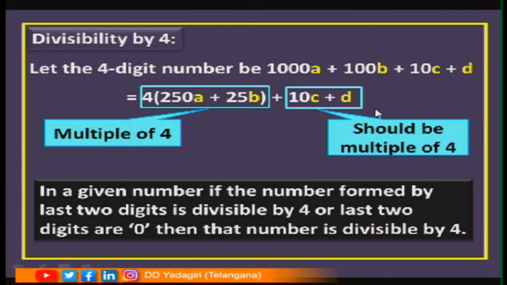In a given number, if the number formed by the last 2 digits is divisible by 4, or the last 2 digits are simply 0, then that number is divisible by 4. Now let us move on to divisibility by 8.